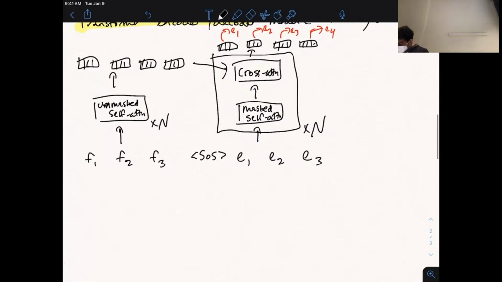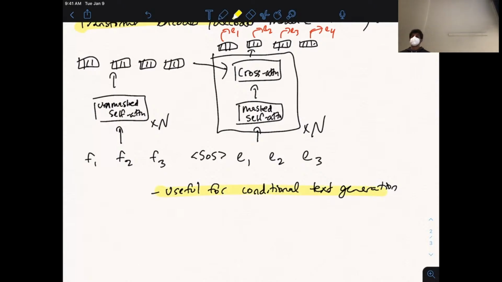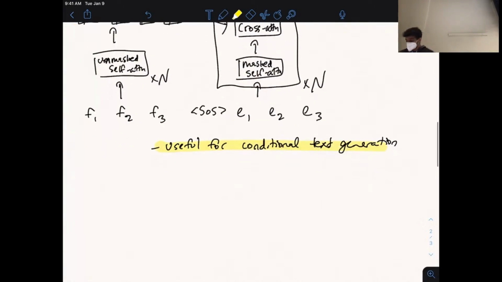But in general, these kinds of transformer sequence-to-sequence models or encoder-decoder models are useful for conditional text generation. So remember that we talk about machine translation as one instance of conditional text generation, where you have some input context, which the encoder handles, and then you have something you want to generate conditioned on that context, like a translation. That's what the decoder is responsible for. Okay, so that one should be pretty clear.